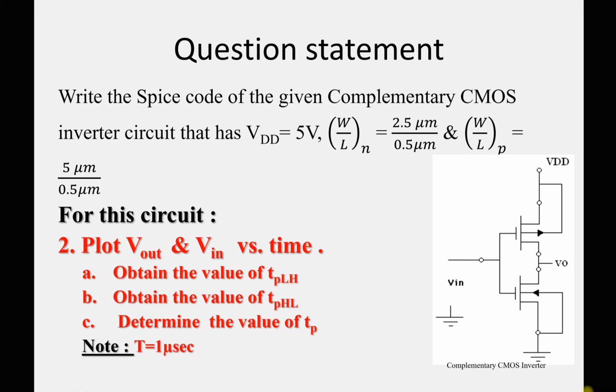Now we have our circuit. We were able to plot the voltage transfer characteristic and the power versus the input. We next want to plot the output and the input versus time to obtain the delay in our circuit by calculating Tp low to high of the output, Tp high to low of the output, and finally obtaining the propagation delay. In our circuit, the period of the square signal or the pulse signal for the input will be equal to 1 microsecond.